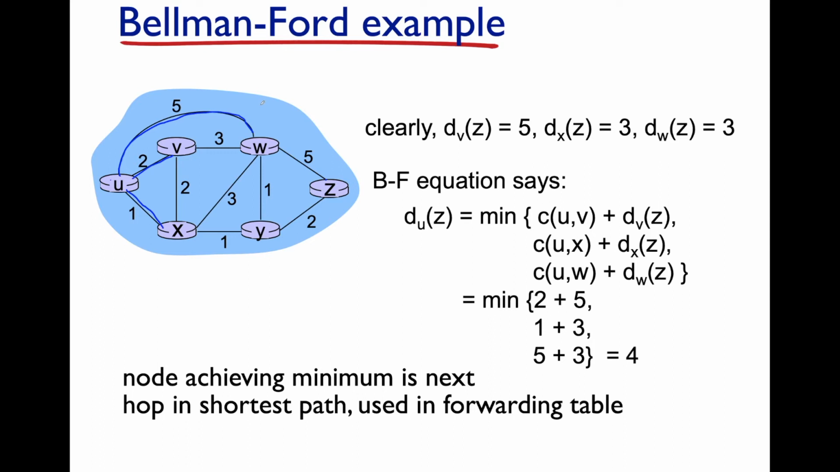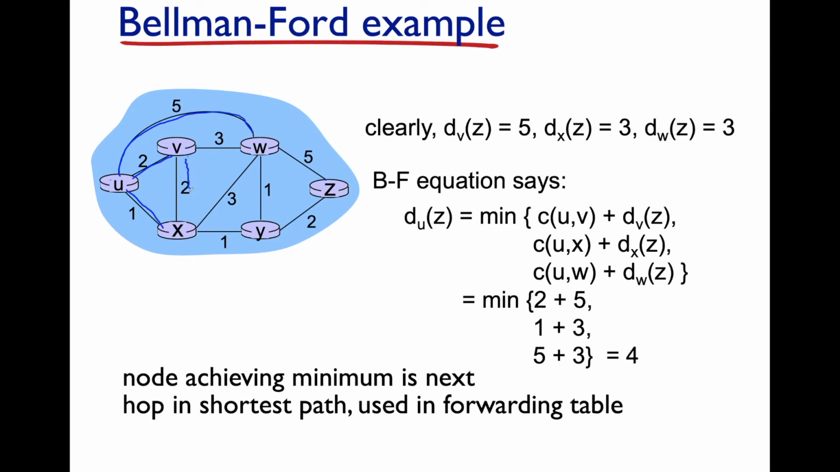Now, of course, for each one of these neighbors, let's consider that least cost path distance to get from each neighbor to Z. So let's look at U's neighbor V. To get from V to Z, that least cost path is going to be 5. And I'm going to draw that squiggly line.